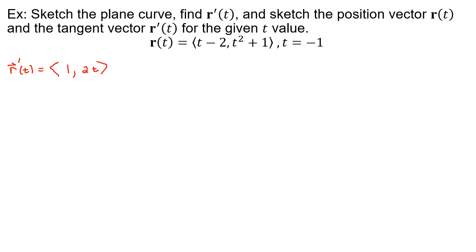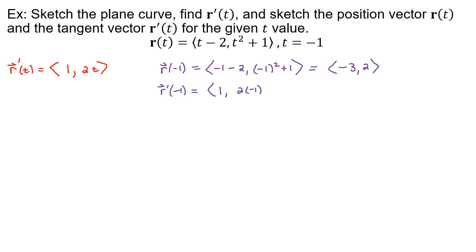We want to figure out what happens at t equals -1. So let's plug in -1 into the derivative and into the original function. So r at -1 is -1 minus 2 and -1 squared plus 1. That is -3 and 2, I believe, if I added that correctly. And then r prime at -1 would be just 1 and 2 times -1. So I get 1 and -2.